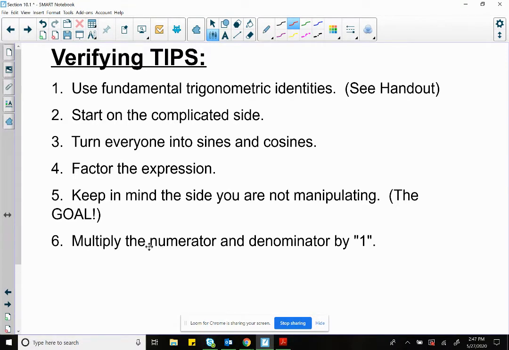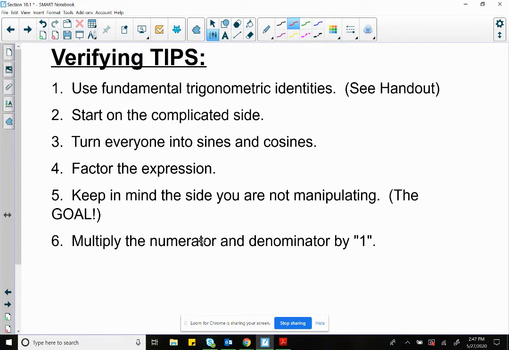But again, this is not a process. Do not start here, then go here, then go to 3, then go to 4. These are tips. Some of these work better than others. Some of these problems we're going to look at, you're going to find that there's more than one way to do them. Some of them only have one way to get through them.